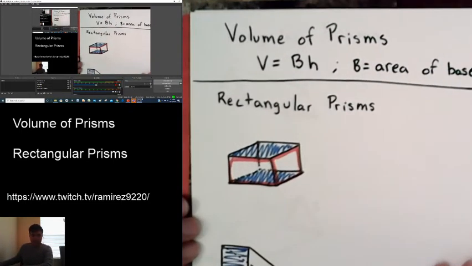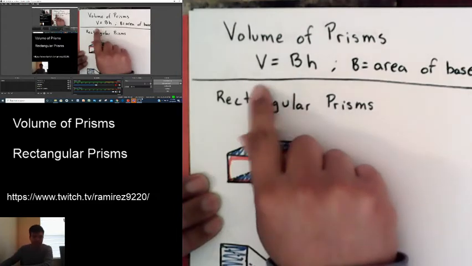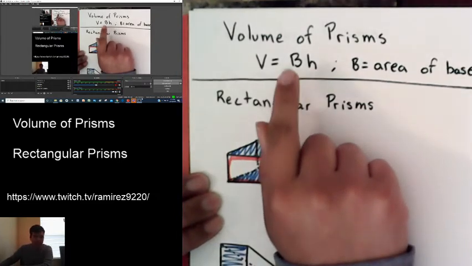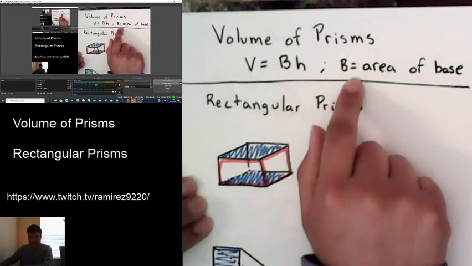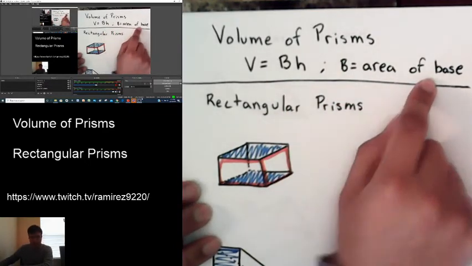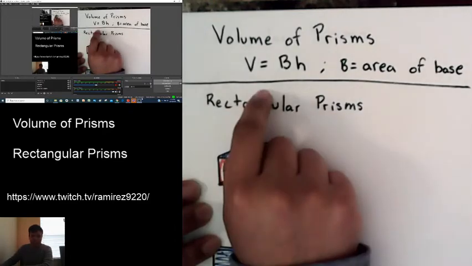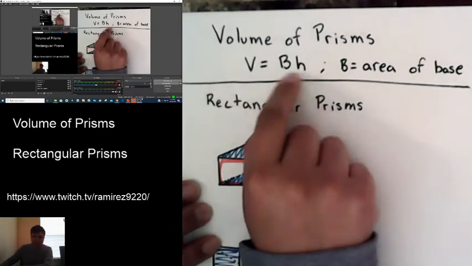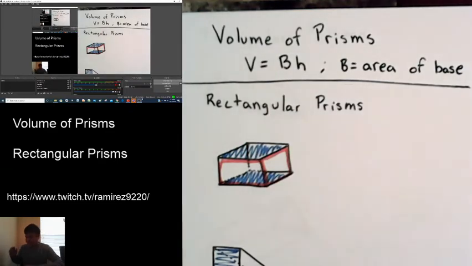To calculate the volume of prisms, rectangular prisms, we're going to be using the formula big B times H, where big B stands for area of the base. Do not confuse it with area of a rectangle, right? Because area of a rectangle is just base times height, but this is area of the base times the height. So here's what you're going to do.